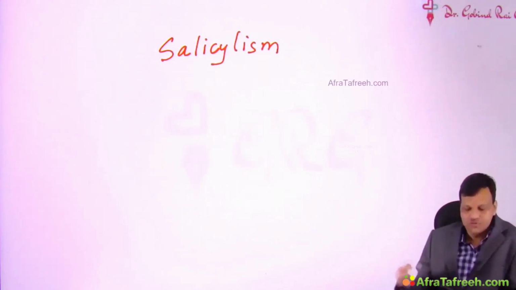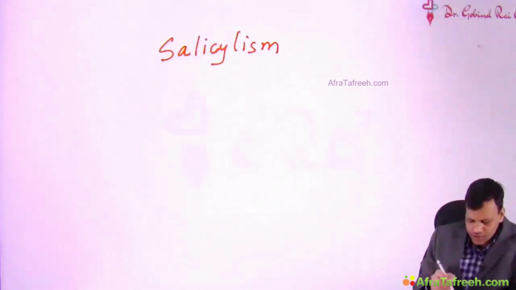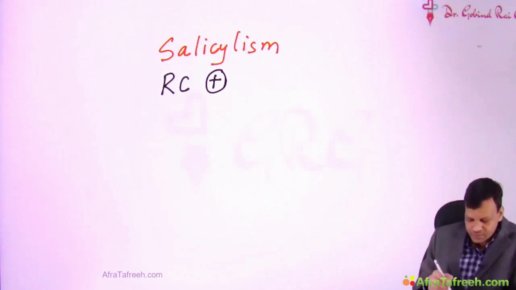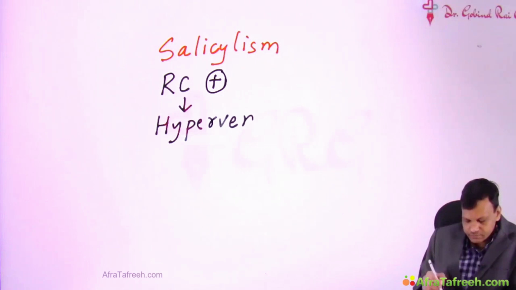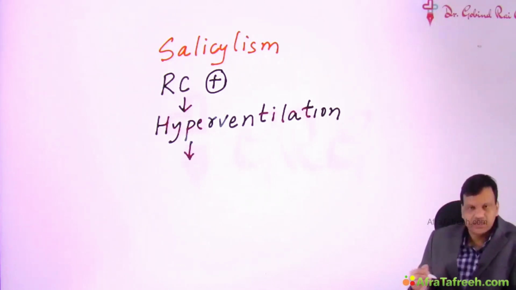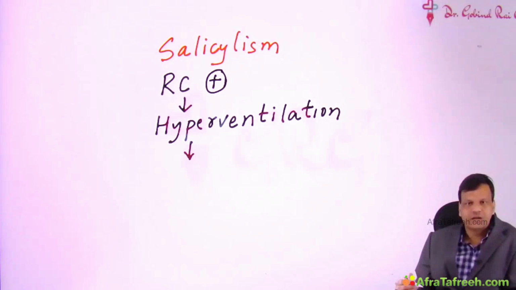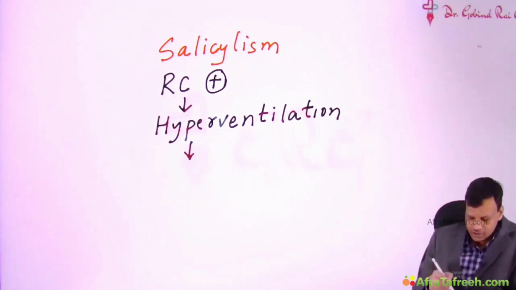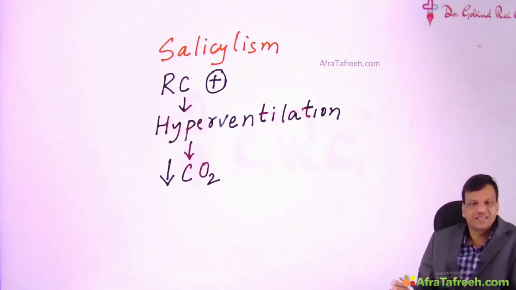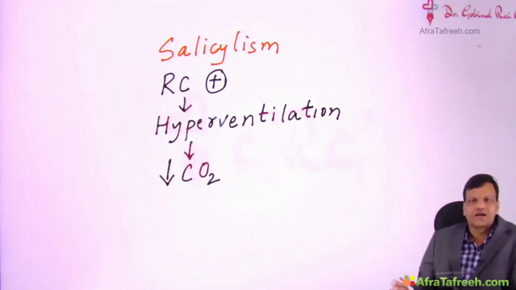Salicylism. What aspirin does in overdose is stimulate the respiratory center of the brain. When the respiratory center is stimulated, there will be hyperventilation. This hyperventilation results in more intake of oxygen and more removal of carbon dioxide. So there will be excessive removal of carbon dioxide, which becomes less in the blood, and when carbon dioxide is less in the blood, it will cause alkalosis.